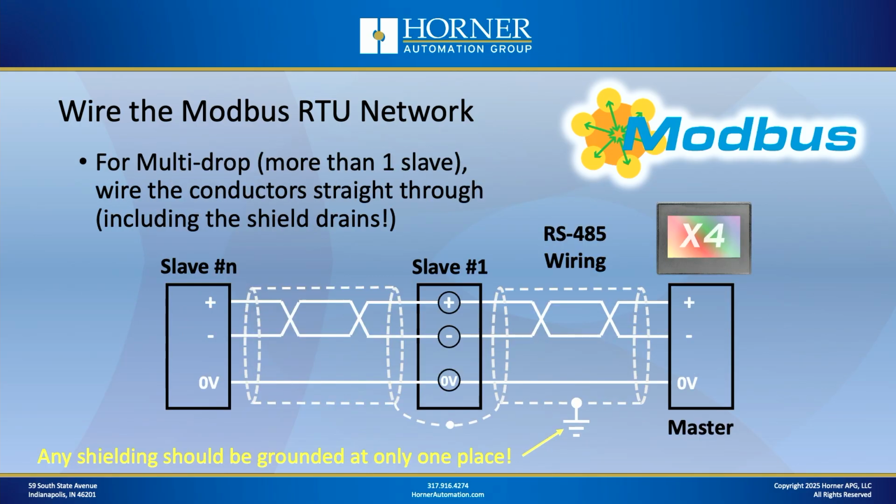One of the beauties of Modbus RTU is that it supports multi-drop wiring. In other words, you're not limited to just 2 devices talking on the network. One master can talk to multiple slaves. You might have a master and 31 slaves in theory. And when you wire that network, you just wire everything straight through. Plus to plus, minus to minus, common to common. And when you have shielded wiring, you want to interconnect your shield drains so that you end up with a continuous shield on the entire network, which again is grounded at only 1 point.